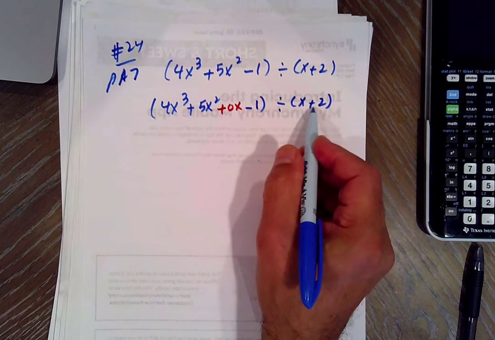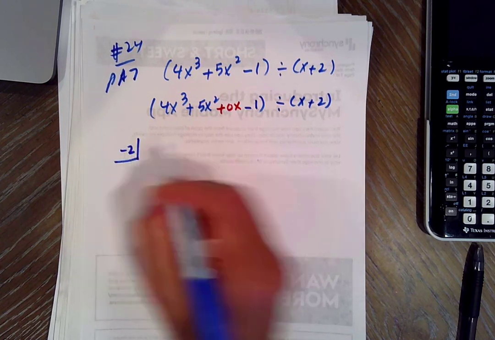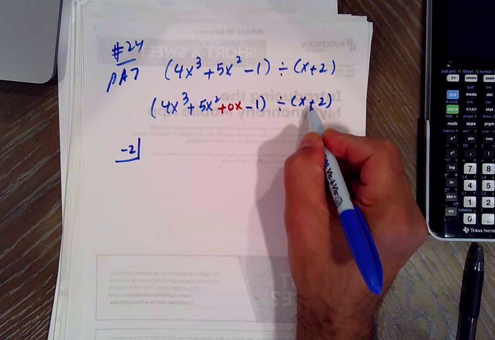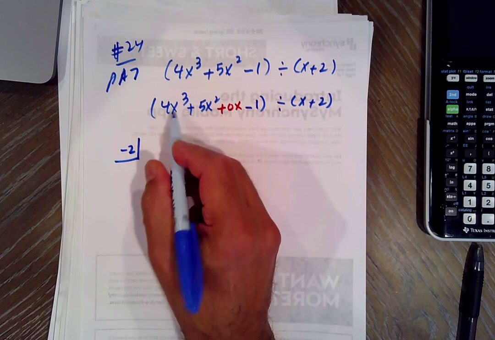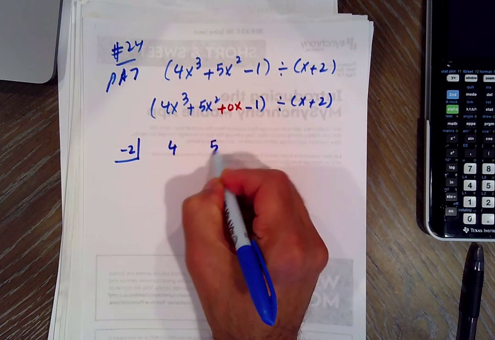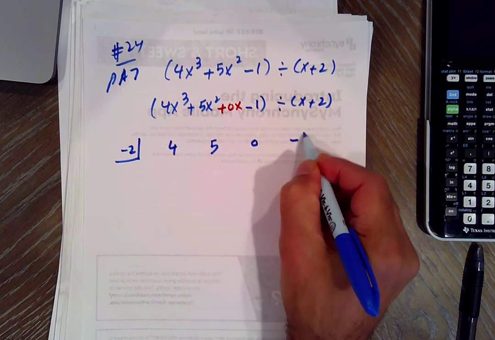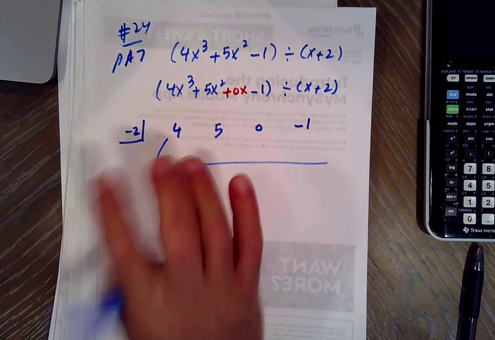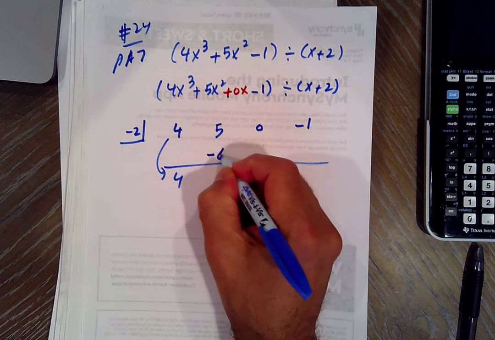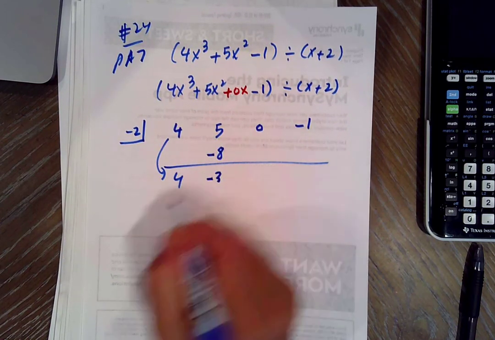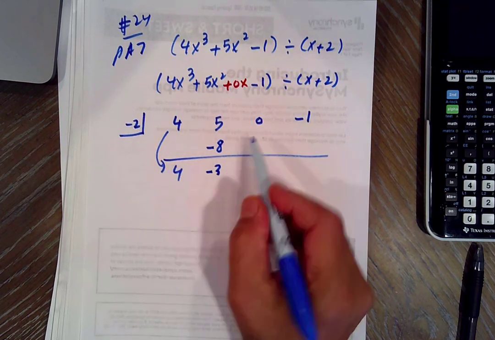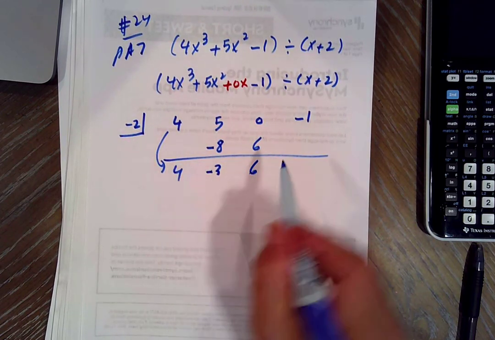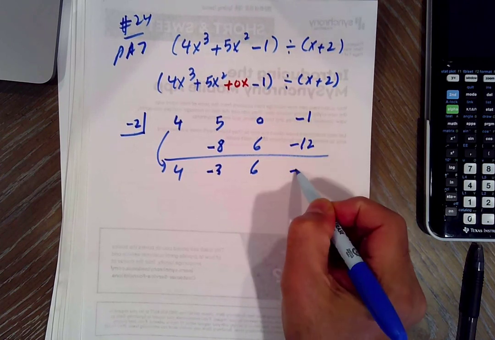And now in the box, we put negative 2 this time because x plus 2 equals 0. When x is negative 2, it's always going to be the opposite of this number. So we drop the 4, the 5, 0, and negative 1. We bring the 4 down. Negative 2 times 4 is negative 8. 5 plus negative 8 is negative 3. Negative 2 times negative 3 is 6, plus 0 is 6. Negative 2 times 6 is negative 12, plus negative 1 is negative 13.